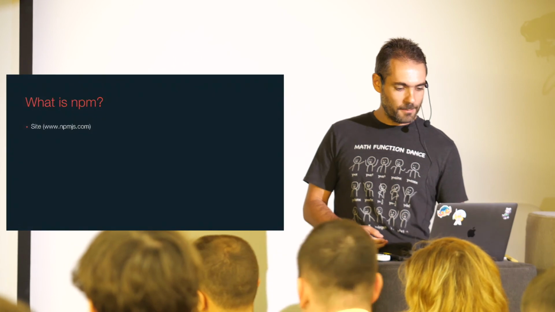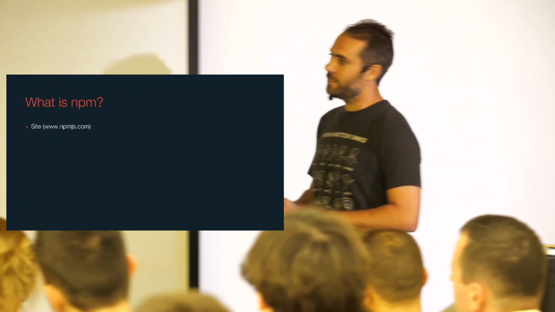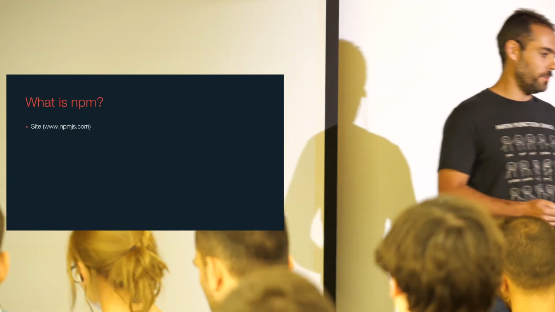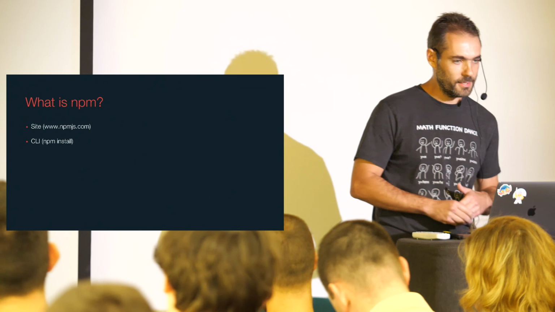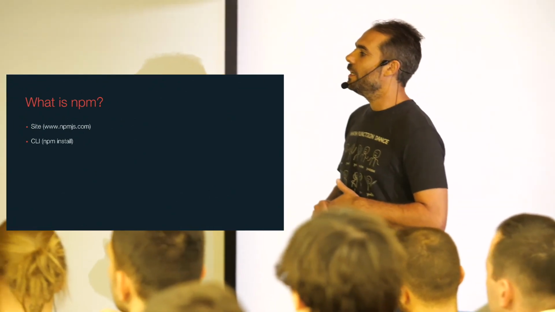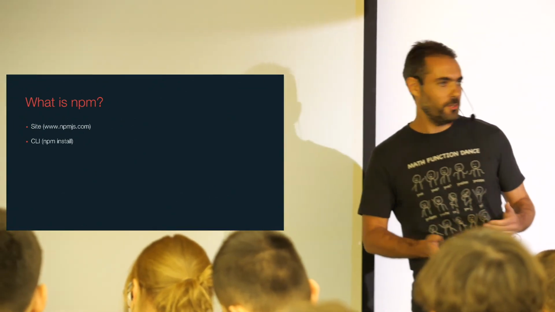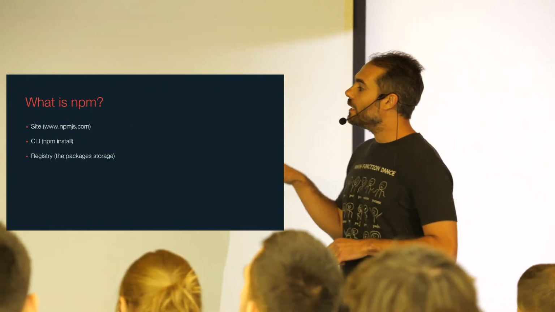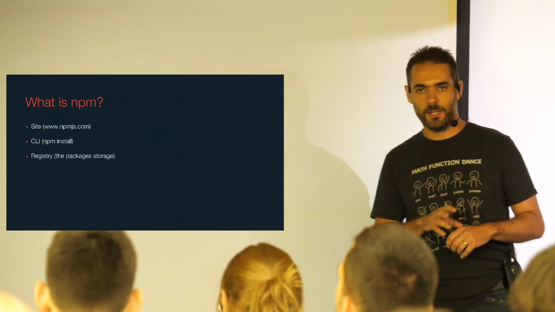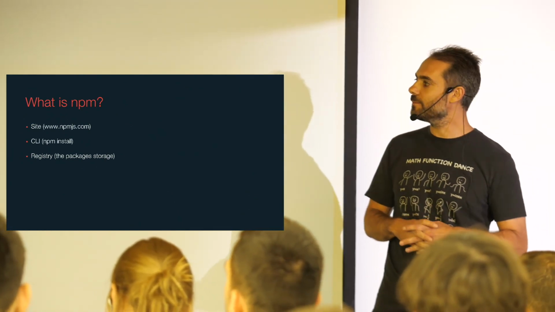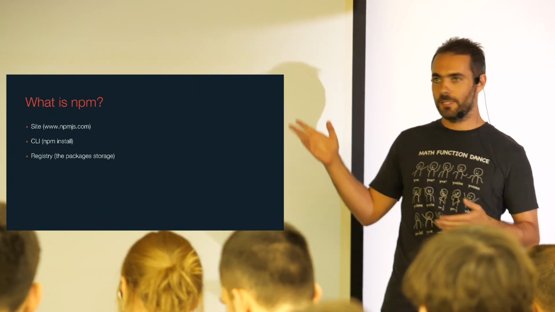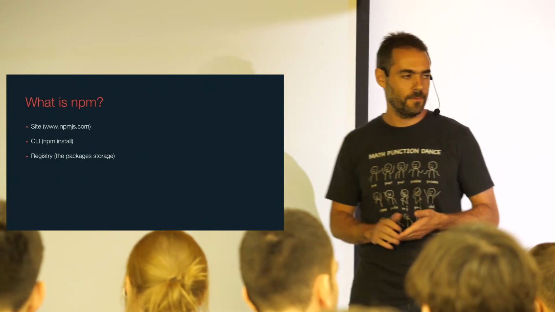So let's start by explaining what is NPM. NPM is actually three things. First, it's a site where you can search for packages or read documentation about NPM. The second is the CLI, command line interface, which allows you to run commands like npm install. And the last one is a registry. That's actually the main part. It's home for a lot of JavaScript packages. And even if you use Yarn, you still use that registry, okay?